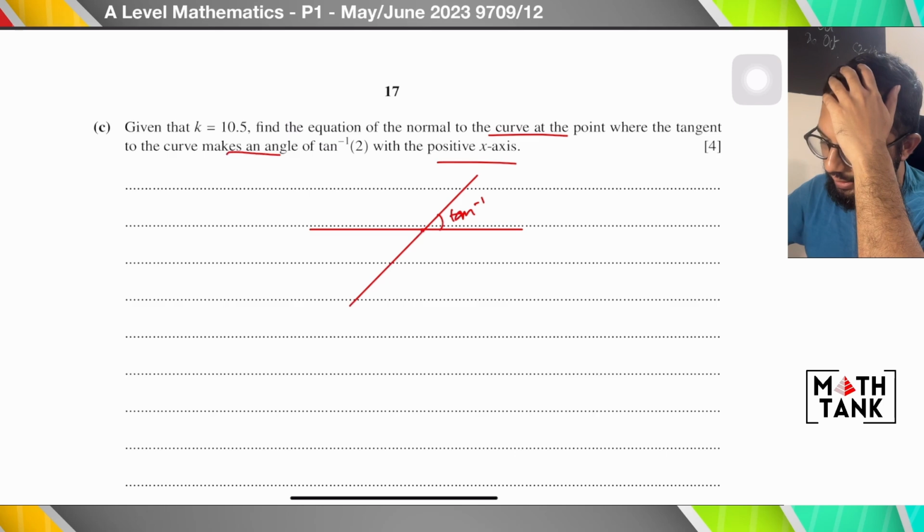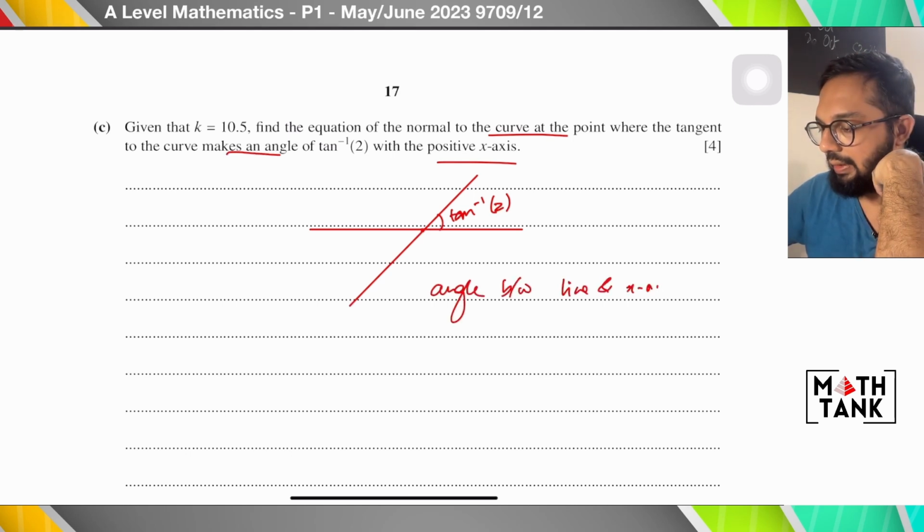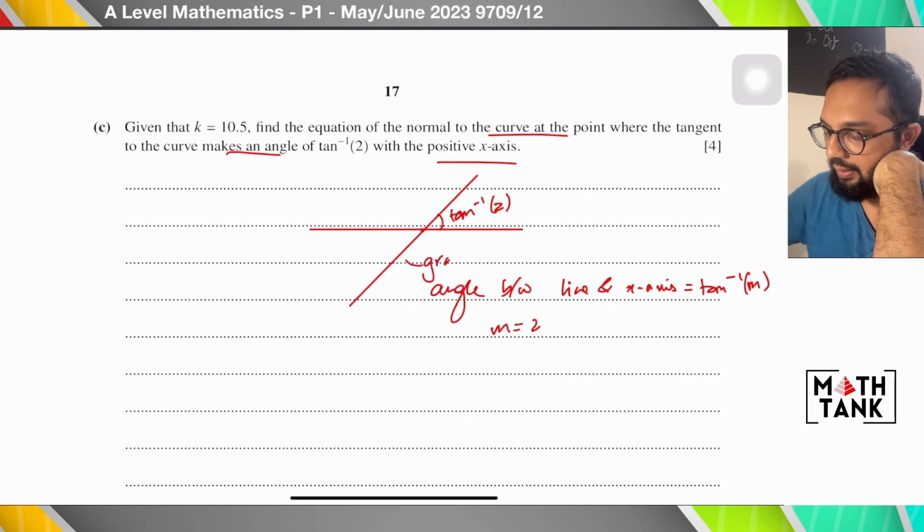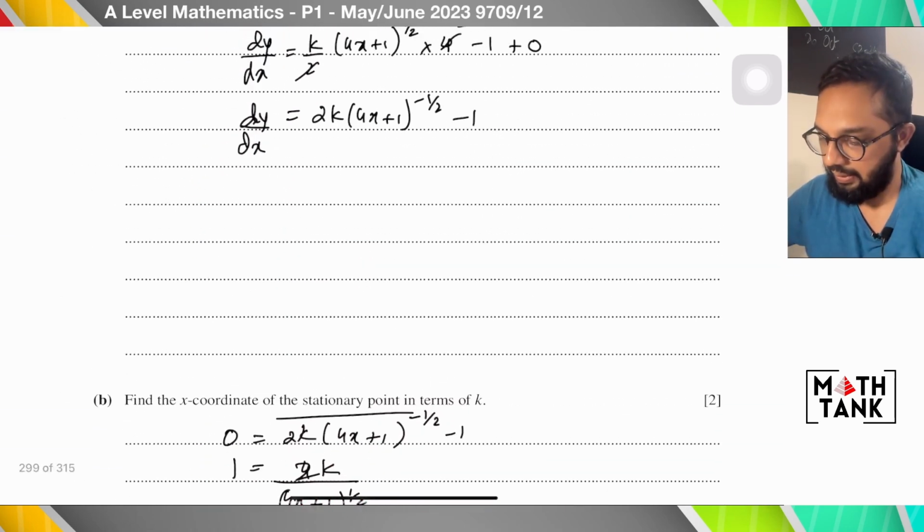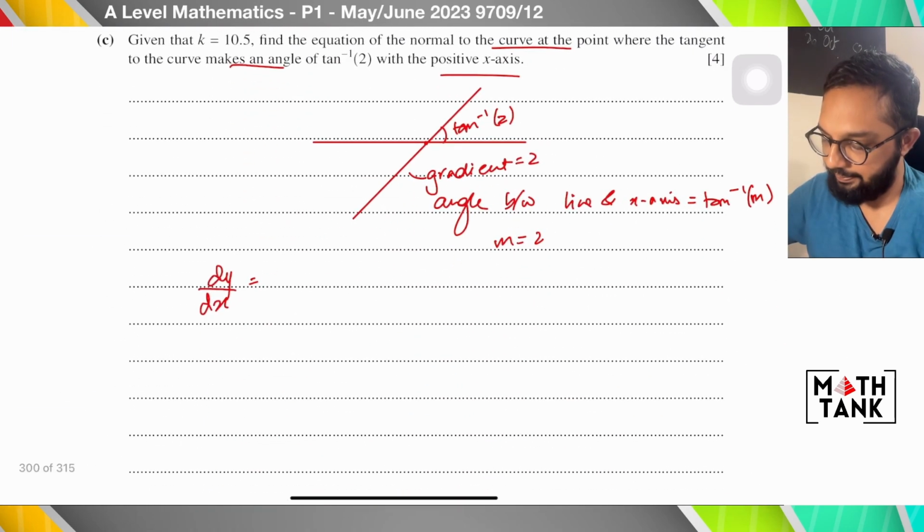So remember that the angle between a line and the x-axis is tan inverse of m. So m is basically 2 for you. So this is gradient 2. If the gradient of the tangent is 2, and that's dy by dx, what you can do is take your dy by dx, which was 2k (4x plus 1) to the power minus half minus 1, and equate that to 2.